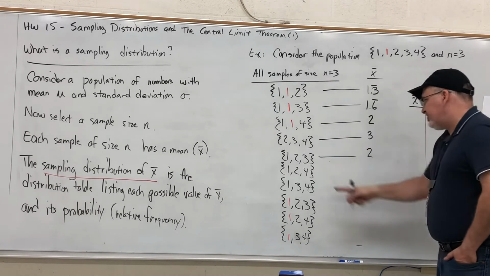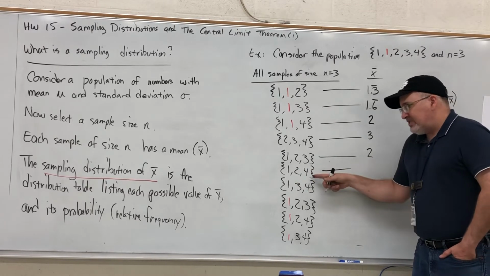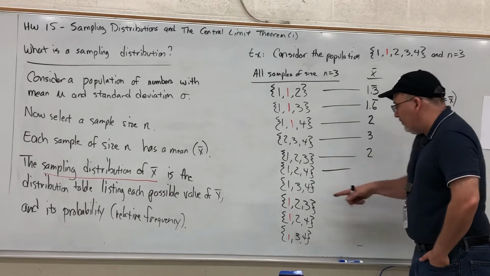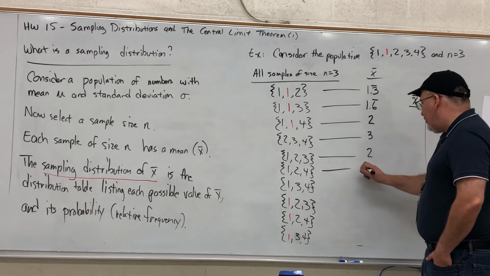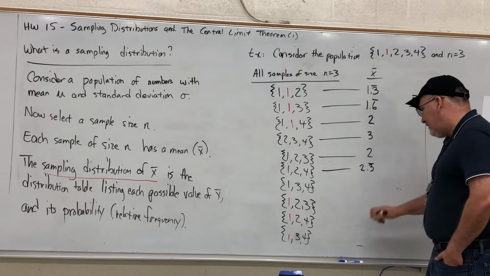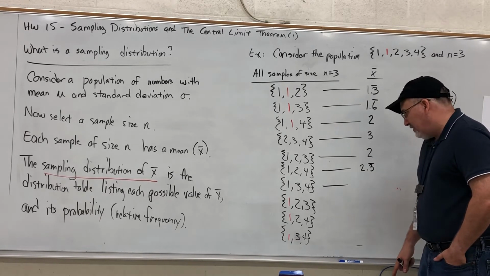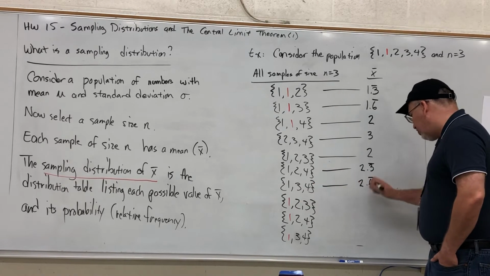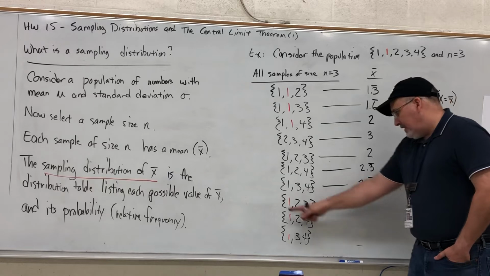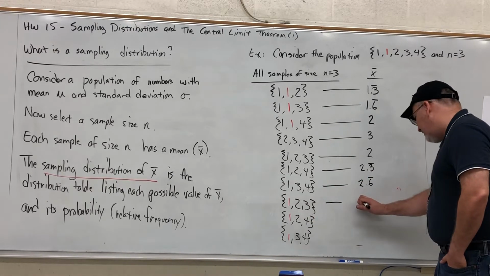I'm sorry, we're on the sixth sample. In the sixth sample, the sum is 7. There's a tongue twister for you. In the sixth sample, the sum is 7. 7 divided by 3 is 2.3 repeating. In the seventh sample, the sum is 8. 8 divided by 3 is 2.6 repeating. In the eighth sample, the sum is 6. 6 divided by 3 is 2.